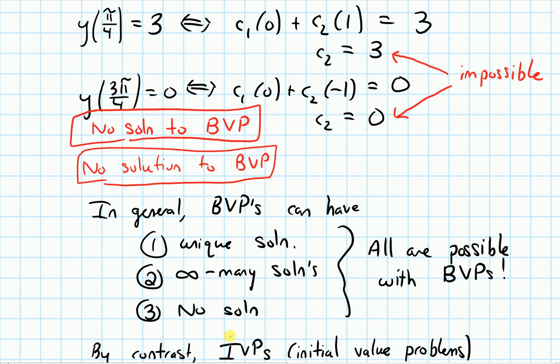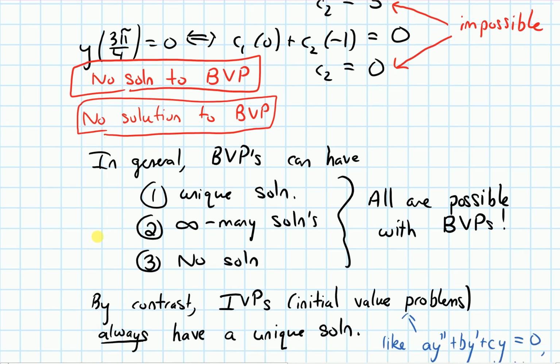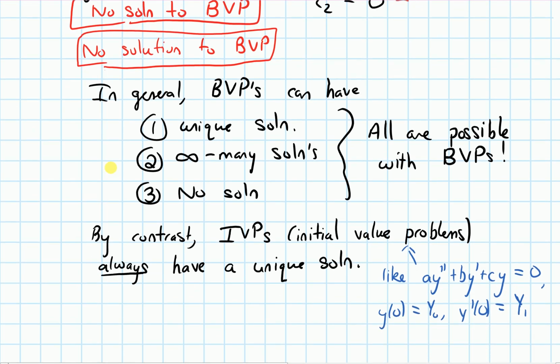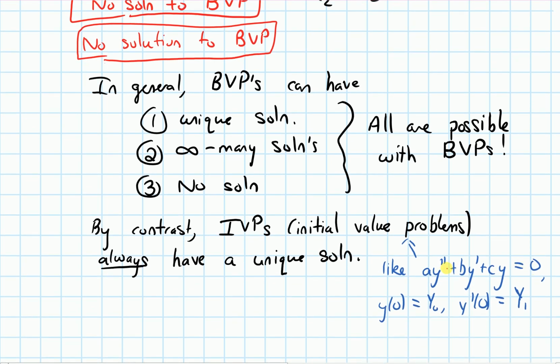In contrast, like we saw in the last video with initial value problems. So we looked at the initial value problem for our second order homogeneous equation with constant coefficients. And when we had these initial values, we saw in the last video that such a problem always had a unique solution. And that's a key distinction between initial value problems and boundary value problems.